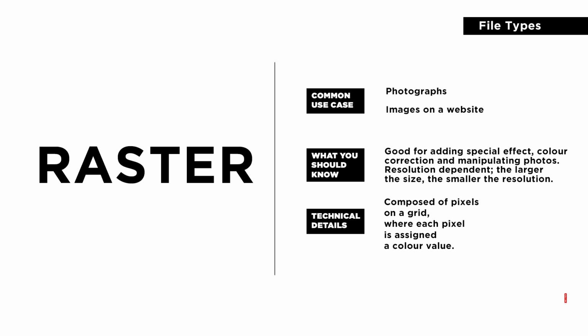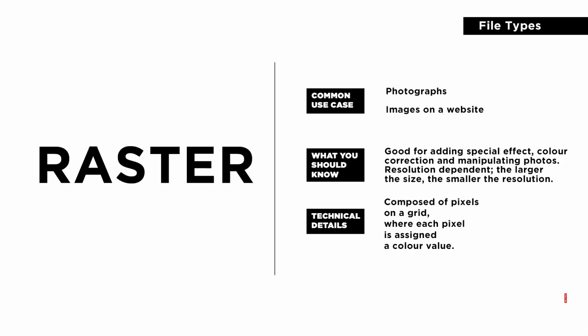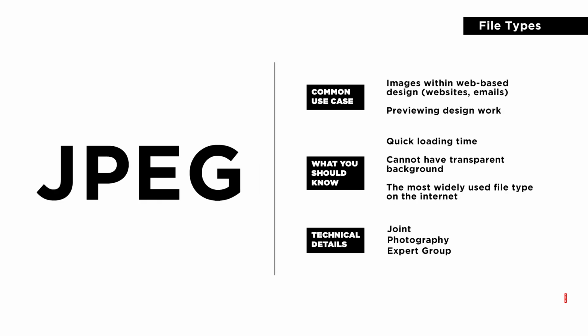Raster is good for photographs and for images on the website. It's also good for adding special effects, color correction, and manipulating photos. It is resolution dependent. What this means is that if you increase a rasterized image, it becomes blurry and lowers the quality. It is composed of pixels on a grid, where each pixel assigns a color value. Most common types are your JPEG, that's Joint Photographic Experts Group, your PNG, Portable Network Graphic, and your GIF, Graphics Interchange Format.